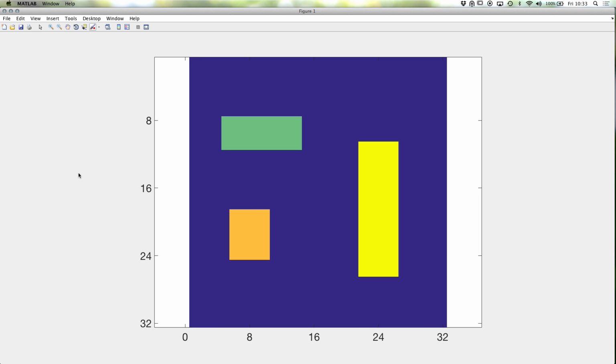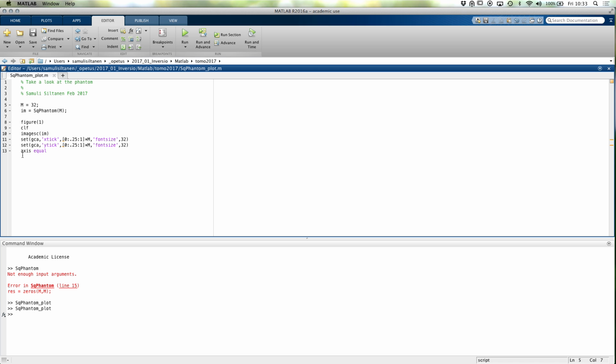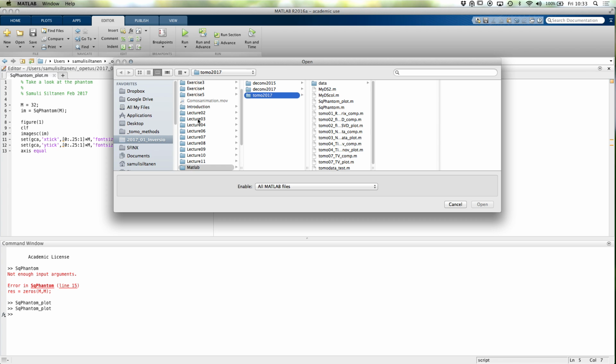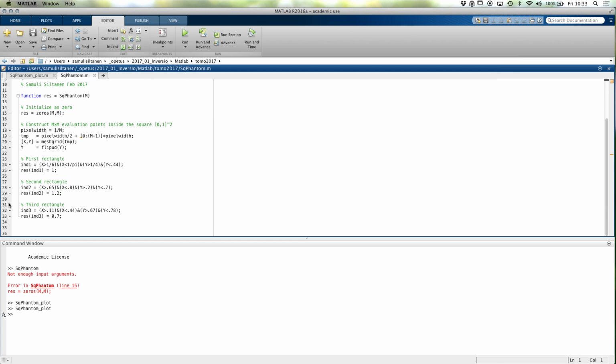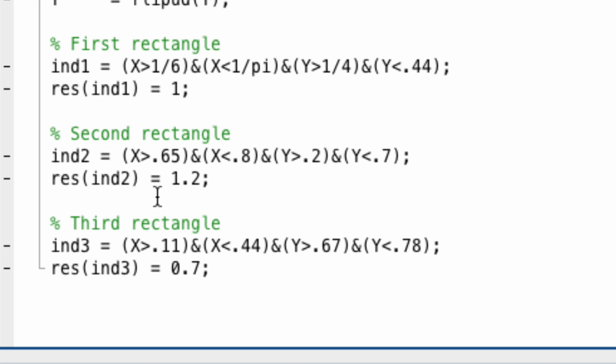It's in a square domain, and we have 3 rectangles, whose geometry I think we chose in a way that they don't agree with the pixel boundaries. We have some kind of irrational numbers or something, so they are not really going exactly along the sides of pixels.